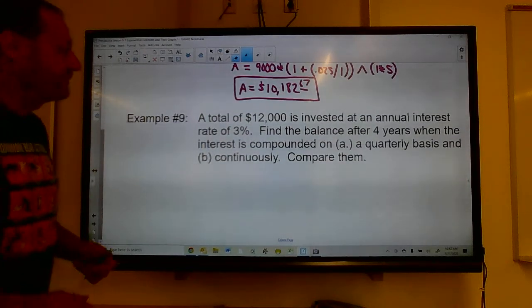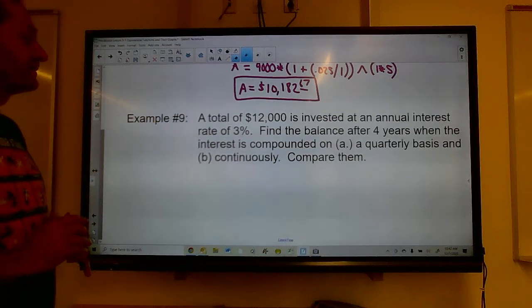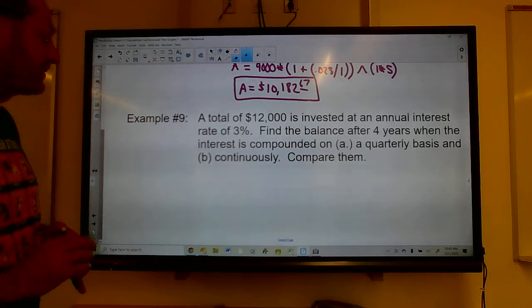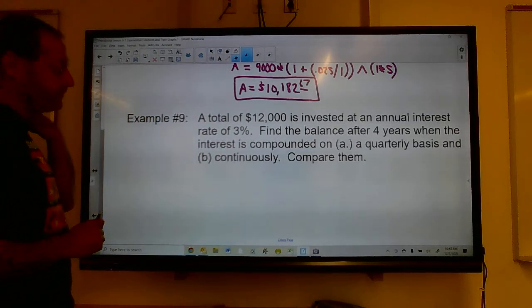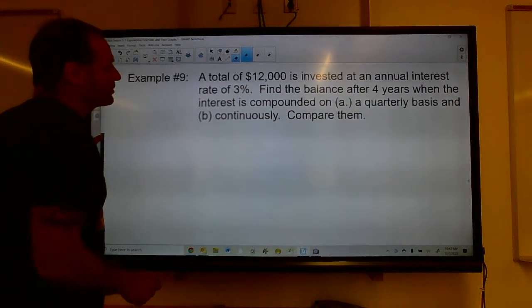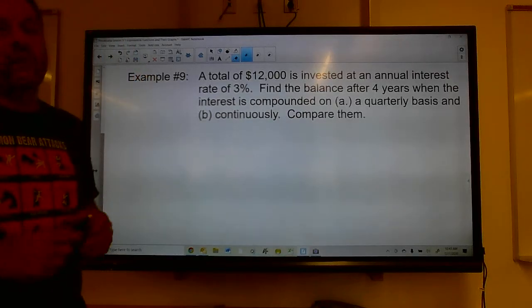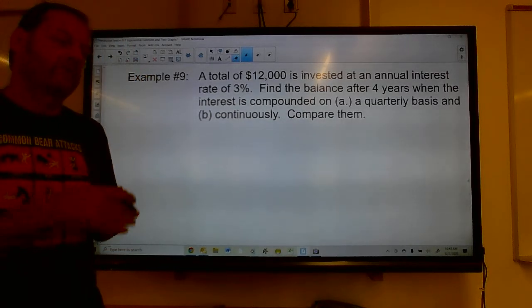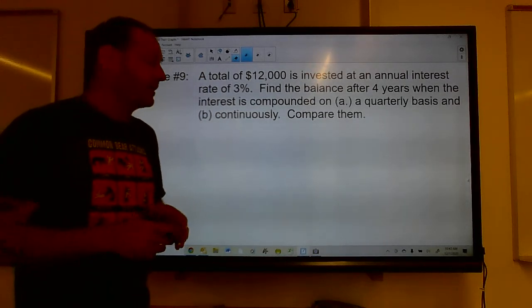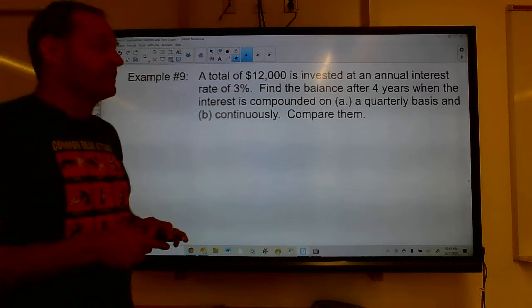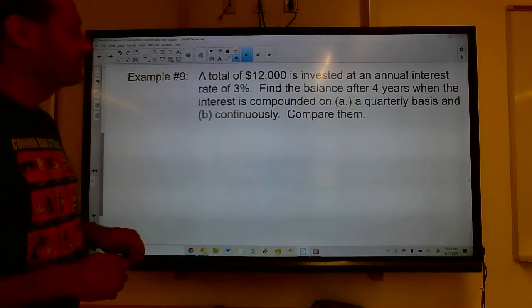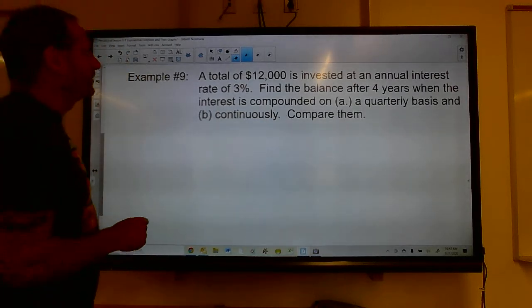Okay, a total of $12,000 is invested at an annual interest rate of 3%. Find the balance after 4 years when the interest is compounded A, on a quarterly basis, and B, continuously, and compare them. Okay, so I said earlier, the more times you compound the interest in a year, the more money you get. And that's because you're getting a little bit of interest on the other interest instead of just waiting till the end of the year to get your interest. Okay, compounded continuously is like being compounded every instant. Okay, that's as much as you can get. So let's look at both of these.